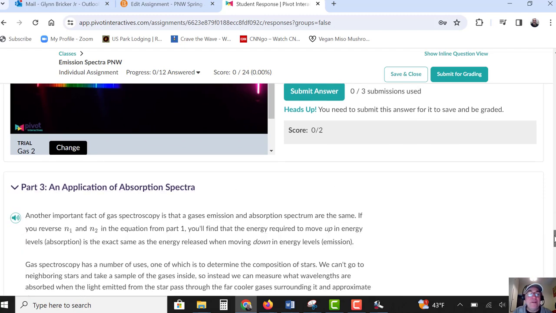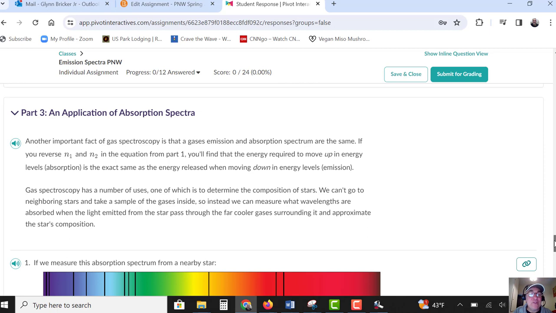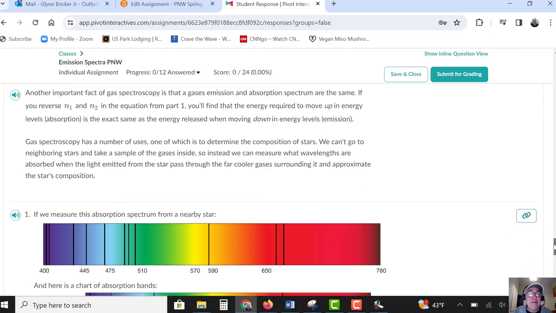Now this last one. Another important fact of gas spectroscopy is that a gas's emission and absorption spectrum are the same. Just remember, in the absorption spectrum, you won't see all of the same lines as in the emission spectrum. The reason being, a gas is rarely above the ground state, so you're not going to see the lines for levels above the ground level. Most of the time, electrons are in the lower energy level, so you're only going to see the lines when you transition from the ground state to a higher level.